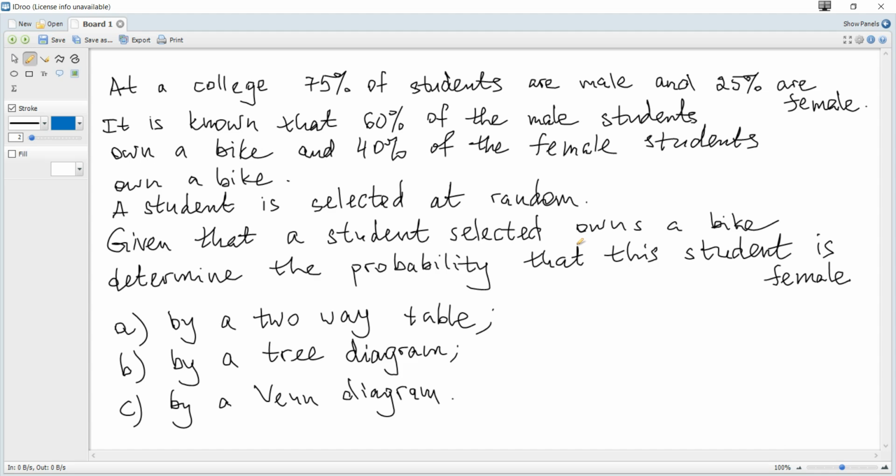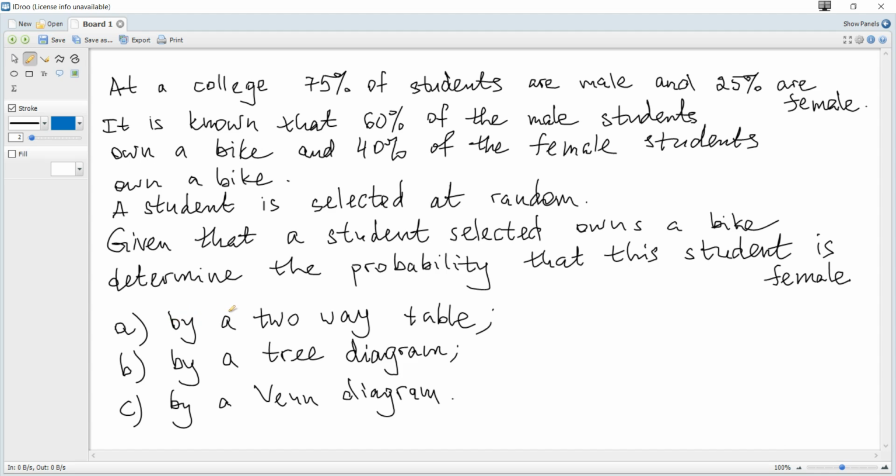At the college, 75% of students are male and 25% are female. It is known that 60% of the male students own a bike and 40% of the female students own a bike. A student is selected at random. Given that the student selected owns a bike, determine the probability that this student is female by a two-way table, by a tree diagram, and by a Venn diagram.